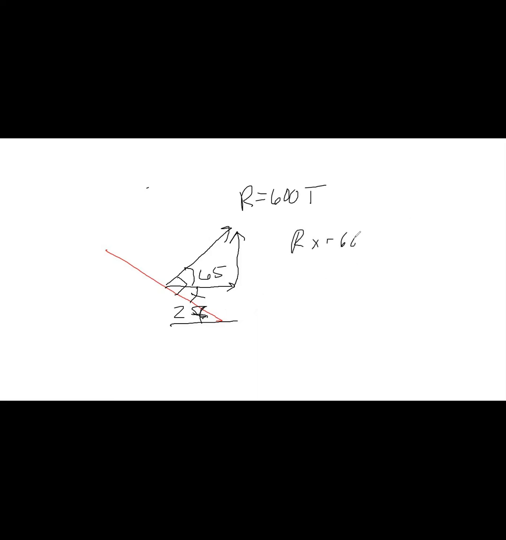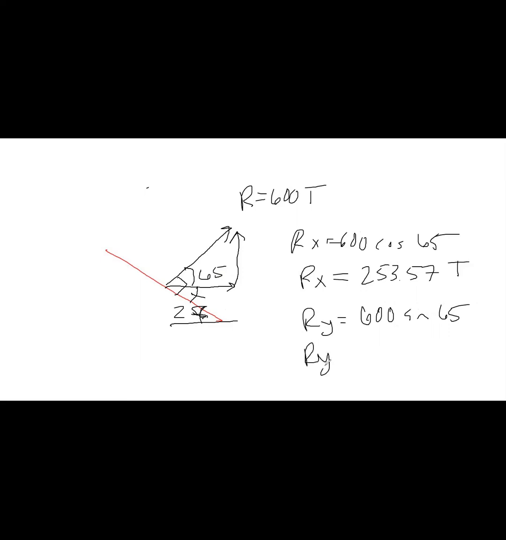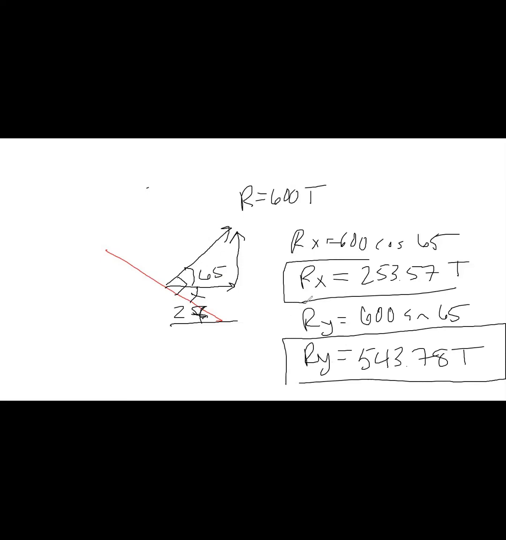So our X is 600 cosine 65, which is 253.57 tons. And our Y is 600 sine of 65, which is 543.78 tons. And both of these are in the first quadrant, so they are positive. Both are positive. So remember, this is vertical and horizontal components. Let's try another one.